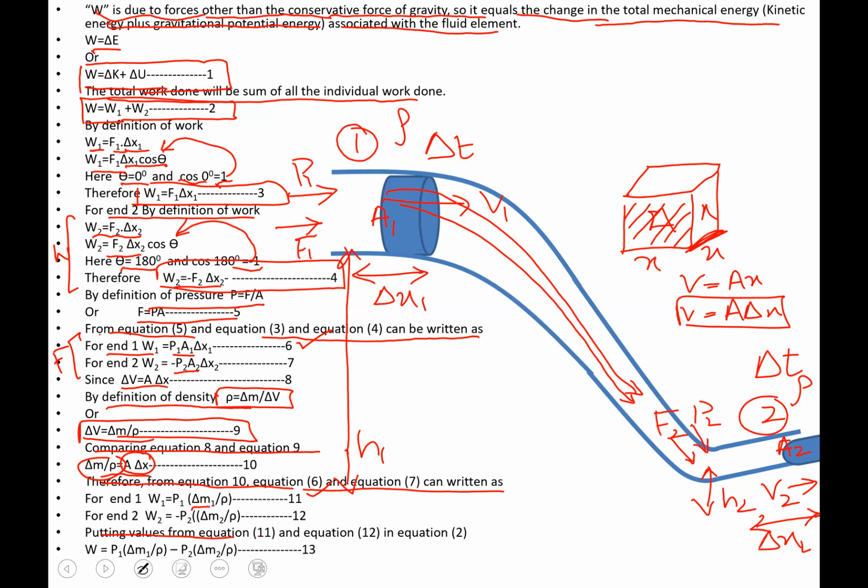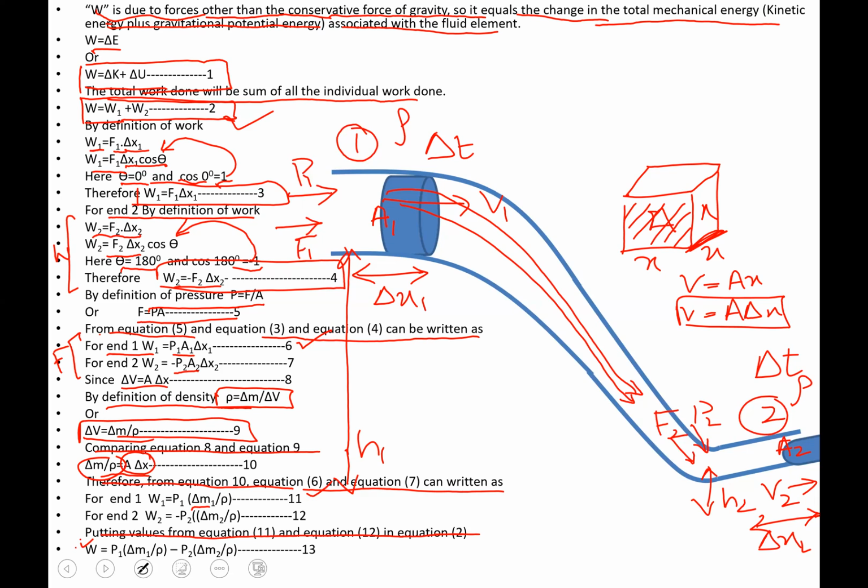Putting values from equation 11 and equation 12 in equation 2, which is W1 plus W2, what do we get? The total work done is equal to P1 into delta M1 divided by rho minus P2 into delta M2 divided by rho.